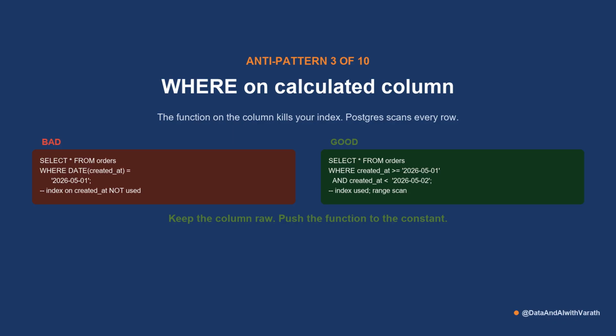Anti-pattern 3. A function on a column in the where clause. The moment you wrap the column in date or lower or any function, your index becomes useless. The database scans every row. Rewrite as a range. Push the function onto the constant, leave the column raw.